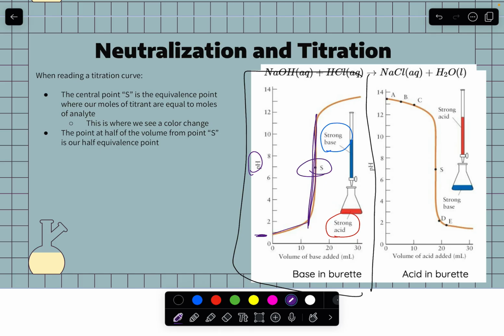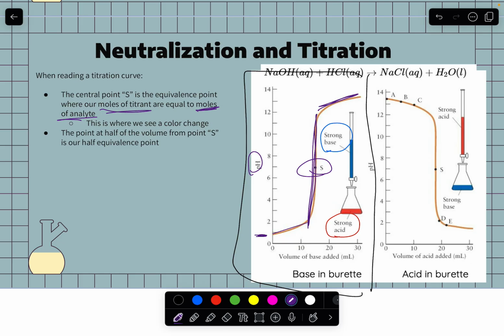The equivalence point, the molar ratio is equal. So moles of our base is equal to moles of our analyte. That's when the color change happens. That's when the phenolphthalein goes from clear to pink. And then after that, it just plateaus off as you add more base because there's no more acid left.